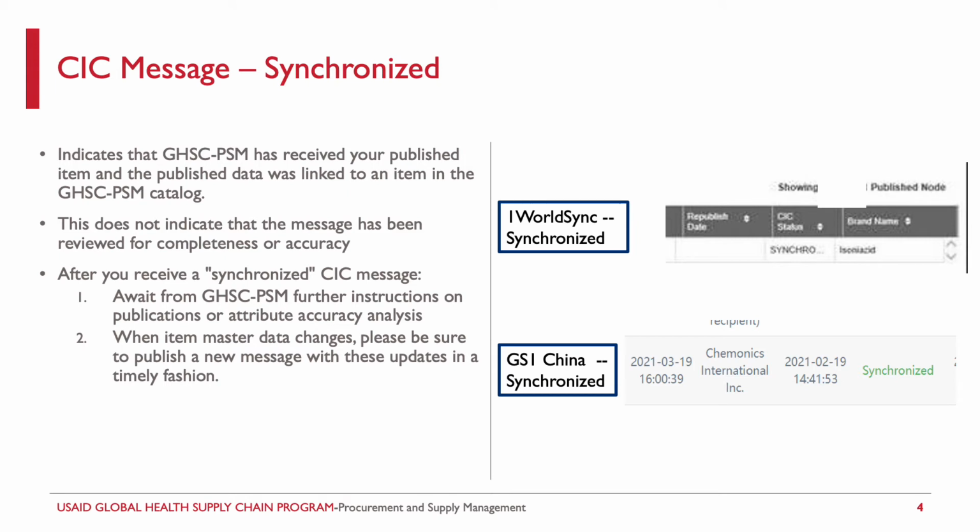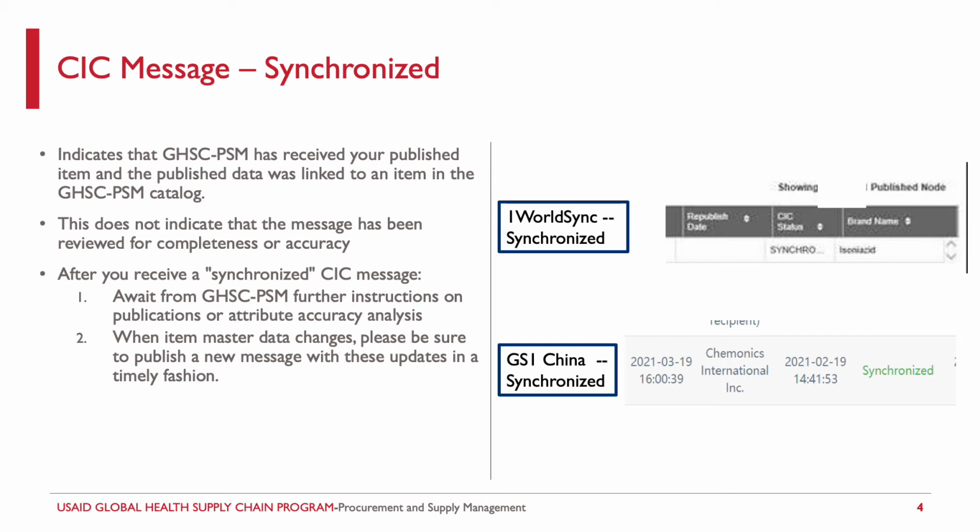The synchronized CIC message is one of the 2 CICs that GHSC-PSM sends to suppliers as feedback. It indicates that GHSC-PSM has received your published item and the published data was linked to an item in the GHSC-PSM catalog. 2 examples of how a synchronized CIC message might appear in your GDSN portal are pictured on the right-hand side. However, the synchronized CIC message does not indicate that the message has been reviewed for completeness or accuracy.